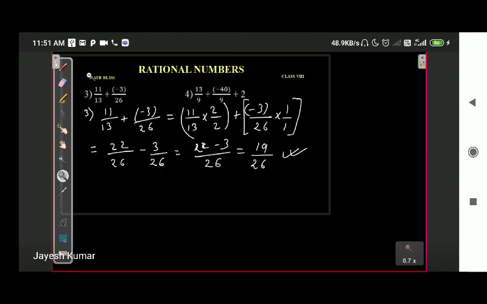Okay, let's take the second question. Let me change the pen also. Fourth question, fourth part, that is 13 upon 9 plus minus 40 upon 9.